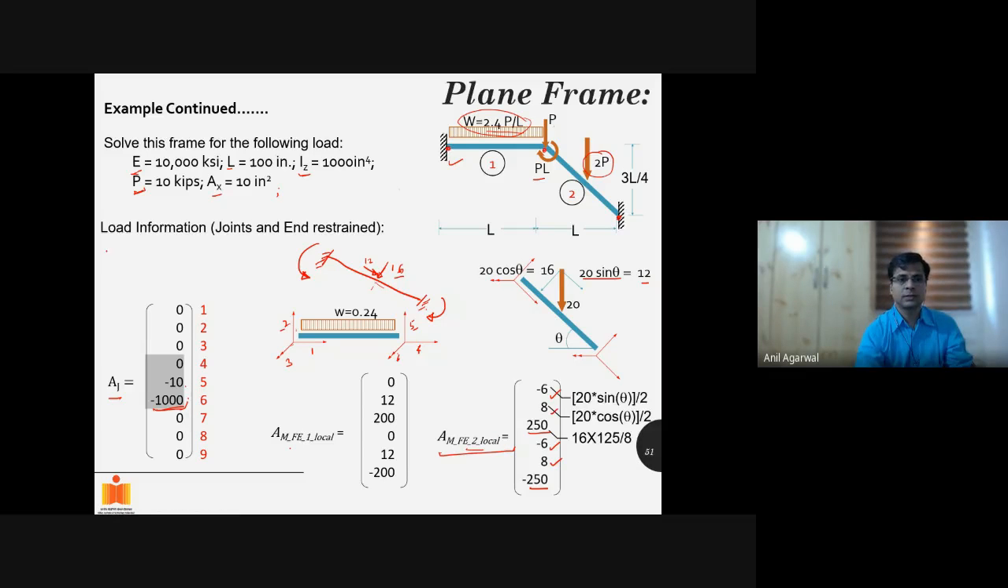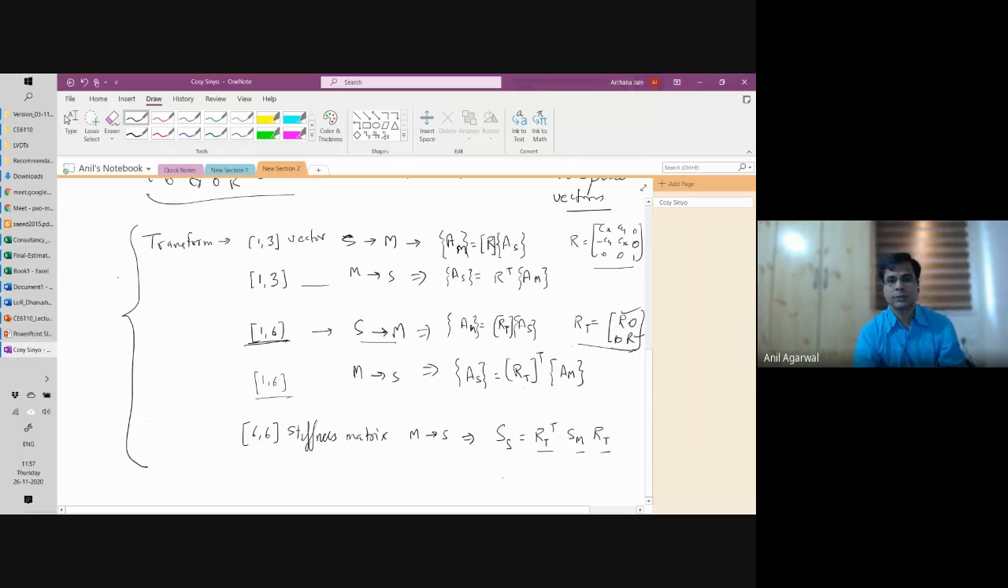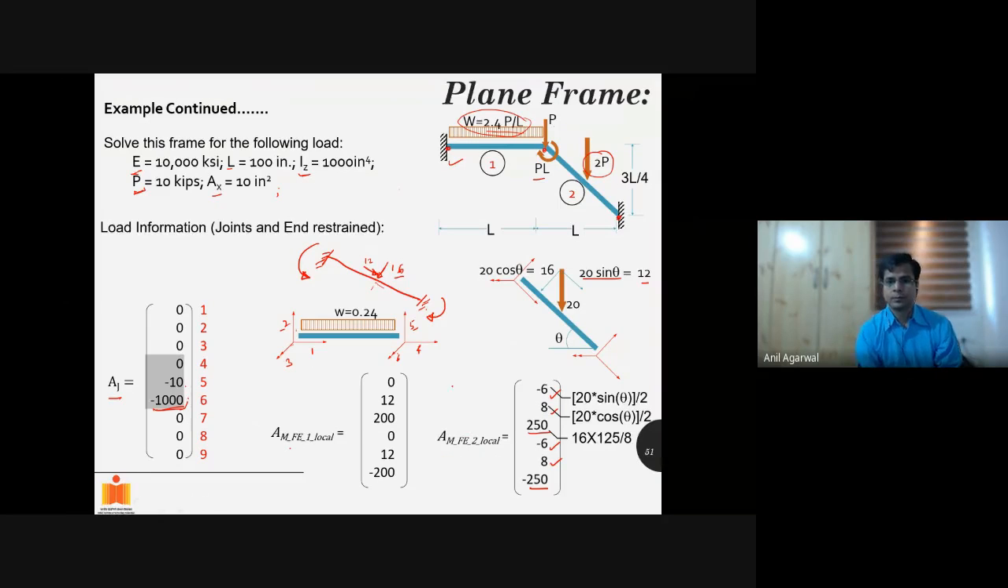Now I had done this exercise before. Let me go back to this sheet. If I know any vector, so this was a 6 component vector. If I know the value of any 6 component vector in the member coordinate system, and I want to know its values in the structural coordinate system, what do I need to do? I need to take AS is equal to RT transpose AM. So I'll pre-multiply with RT transpose. Correct? So AM fixed end 2 in the structural coordinate system will be equal to RT transpose this one, whatever this is.